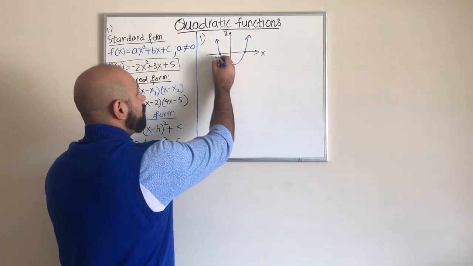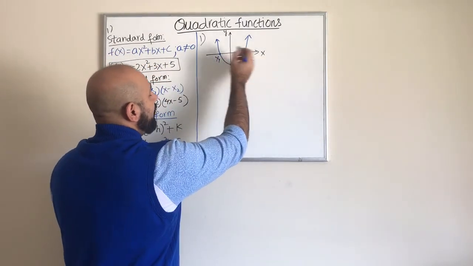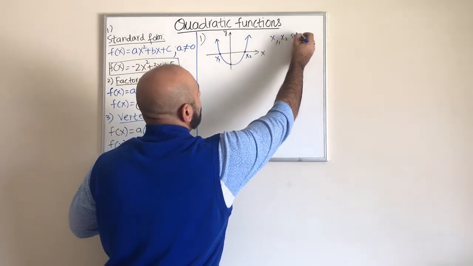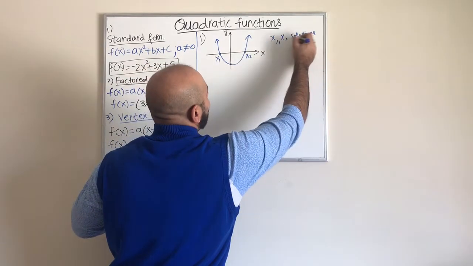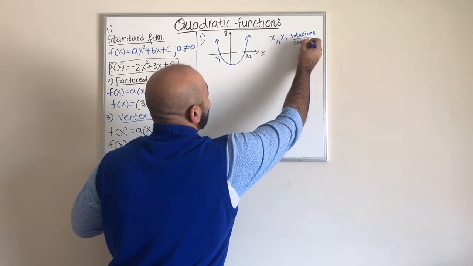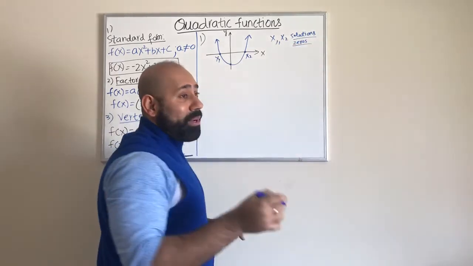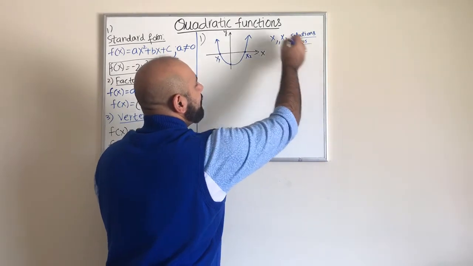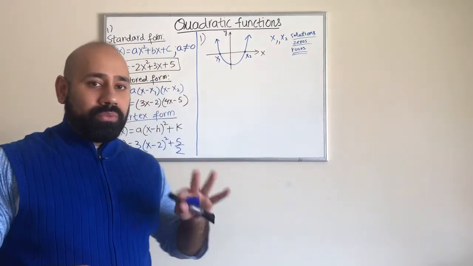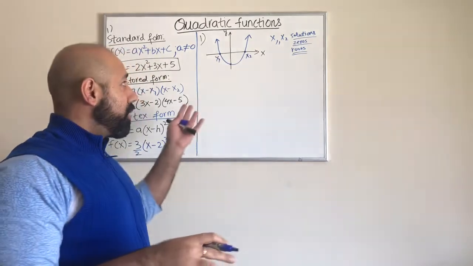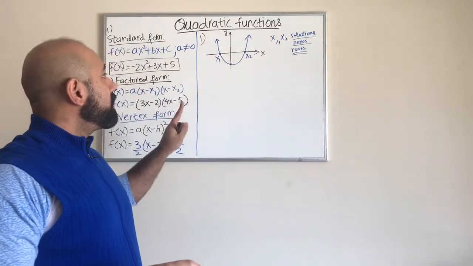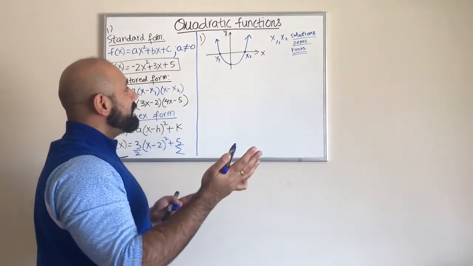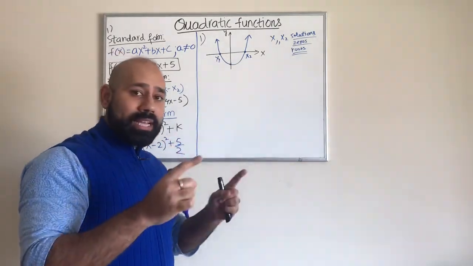So if this is x1 and this is x2, then x1 and x2 are my solutions. Sometimes people also like to call them zeros of the function. Other times people also like to use the word roots. Guys, they all mean the same in the context of finding the solution for a quadratic function. Okay, so this is the first scenario. You have a graph which opens up in this case, and it touches the x-axis at 2 points.